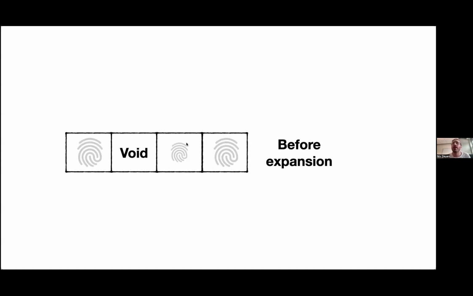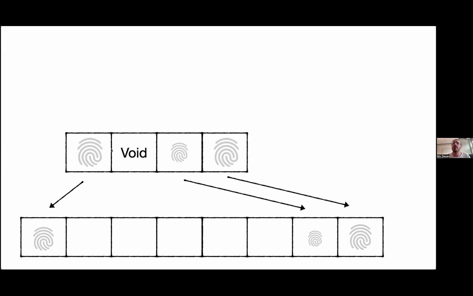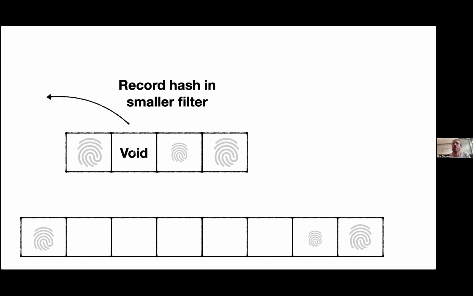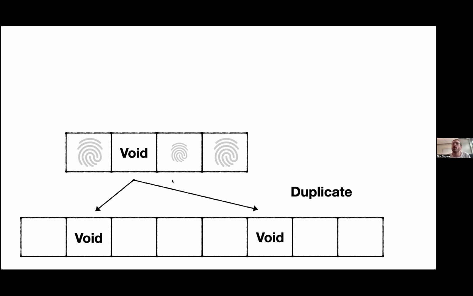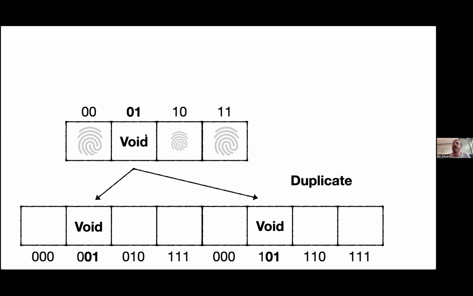So here is a filter before expansion, and we have a void entry here. Now, in order to expand, we can do that for these 3 fingerprints as before by just reassigning 1 fingerprint bit to become a part of the slot address. How do we expand the void entry? Well, aside from also recording its hash in a smaller filter, what we'll also do is duplicate the void entry to take up 2 slots in the expanded filter. And in particular, we map the void entry to both slots that it could have mapped to if there was an additional fingerprint bit to sacrifice.